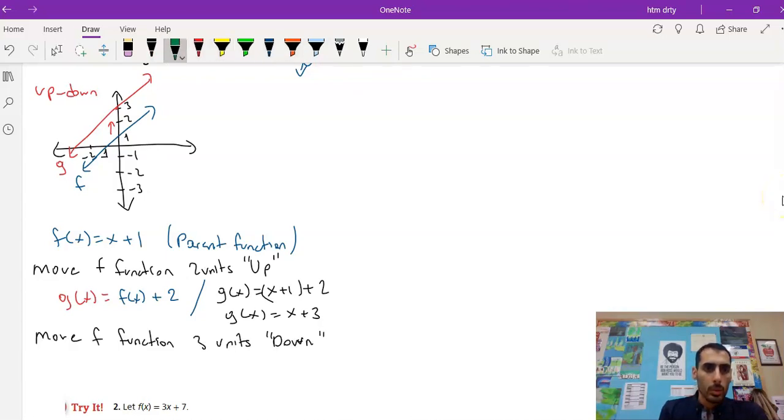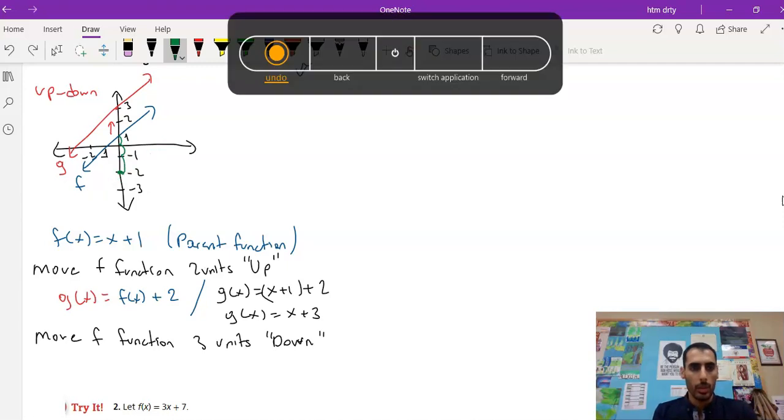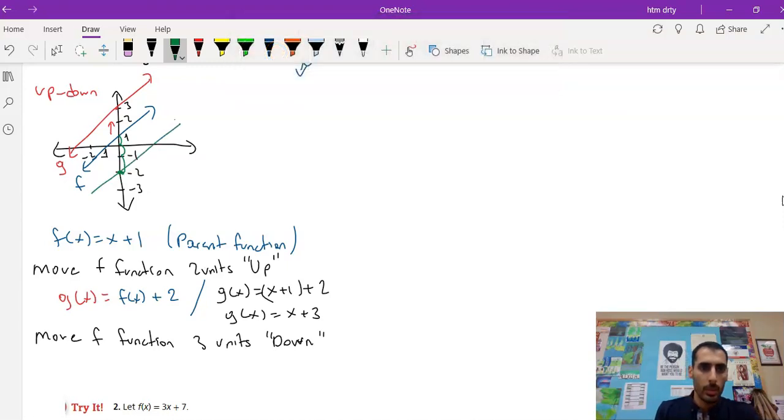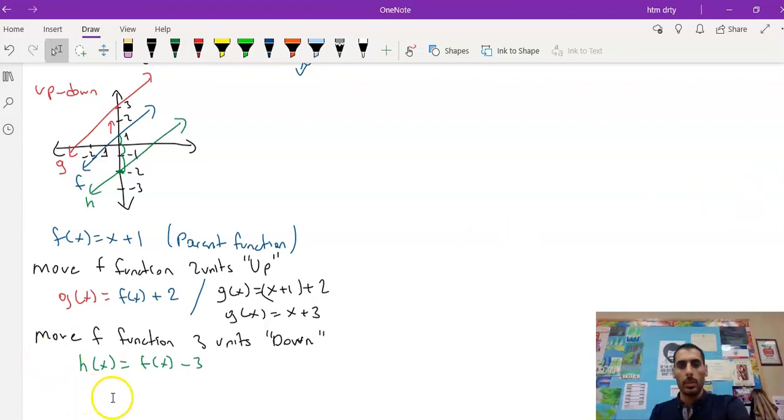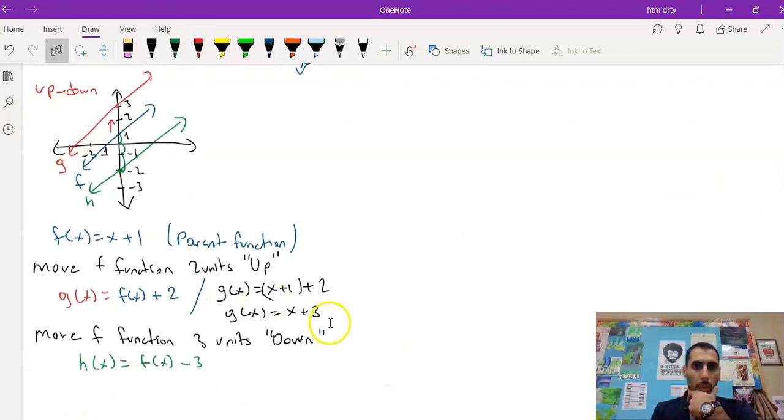Okay, now the other option is move the f function 3 units down. If you move it 3 units down, there's going to be 1, 2, 3. So this is the point. We will get a new function, the parent function has another kid, let's call it h. So h(x) equals, this time it is going to be f(x). Since it's going down, so going down 3 units, we put negative 3. That's it. This is going down. Alright, so pretty much that is it.